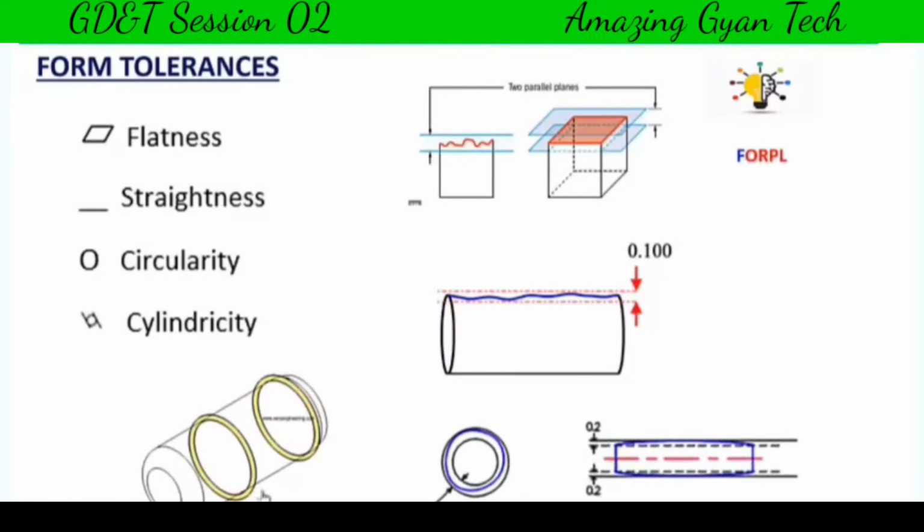zone. And the cylindricity, the basic difference between circularity and cylindricity is that circularity defines the cross section, only one section, whereas cylindricity is for the whole feature. Throughout the length, it needs to be a uniform cylinder. So that's what it says. So these four characteristics form the form tolerance.